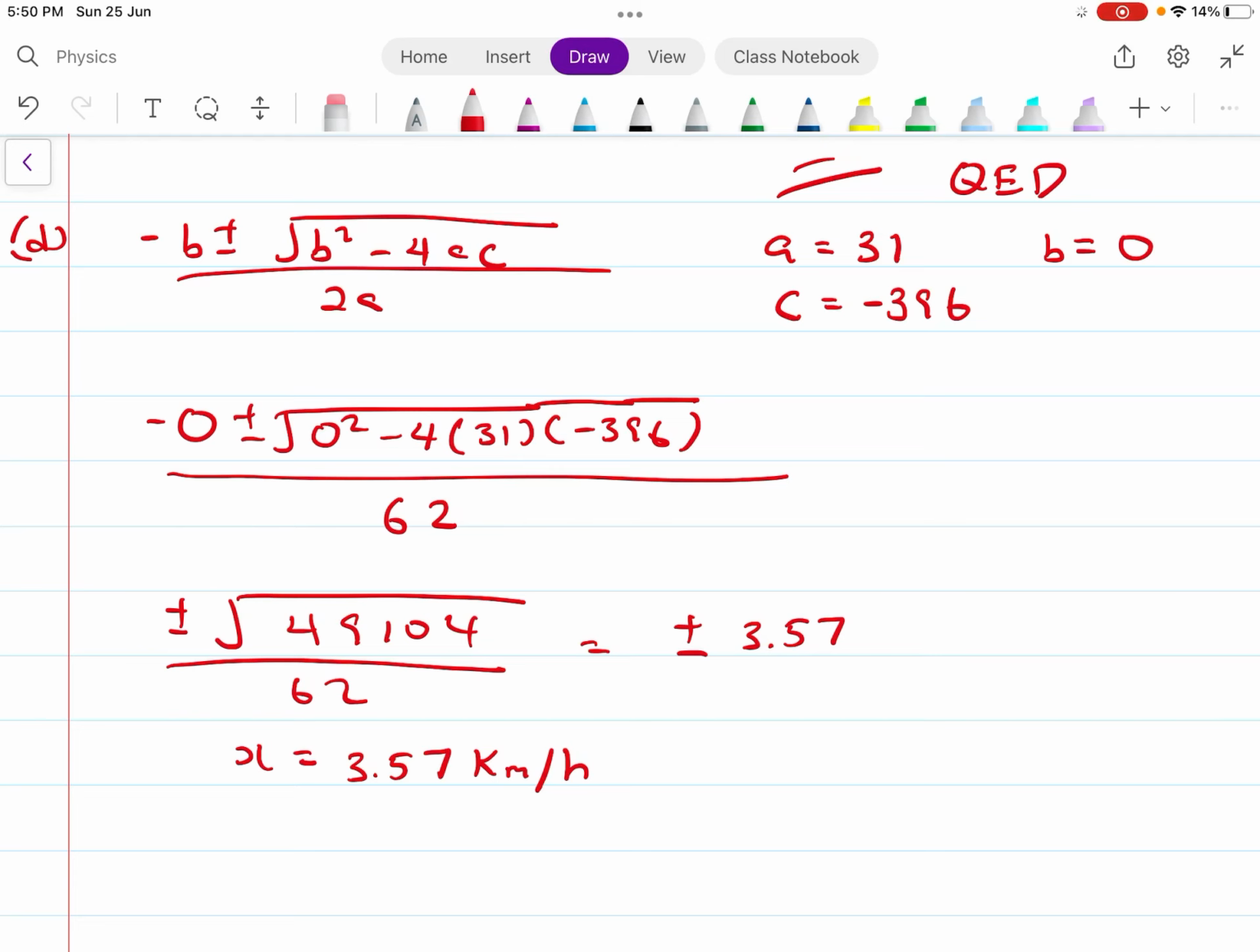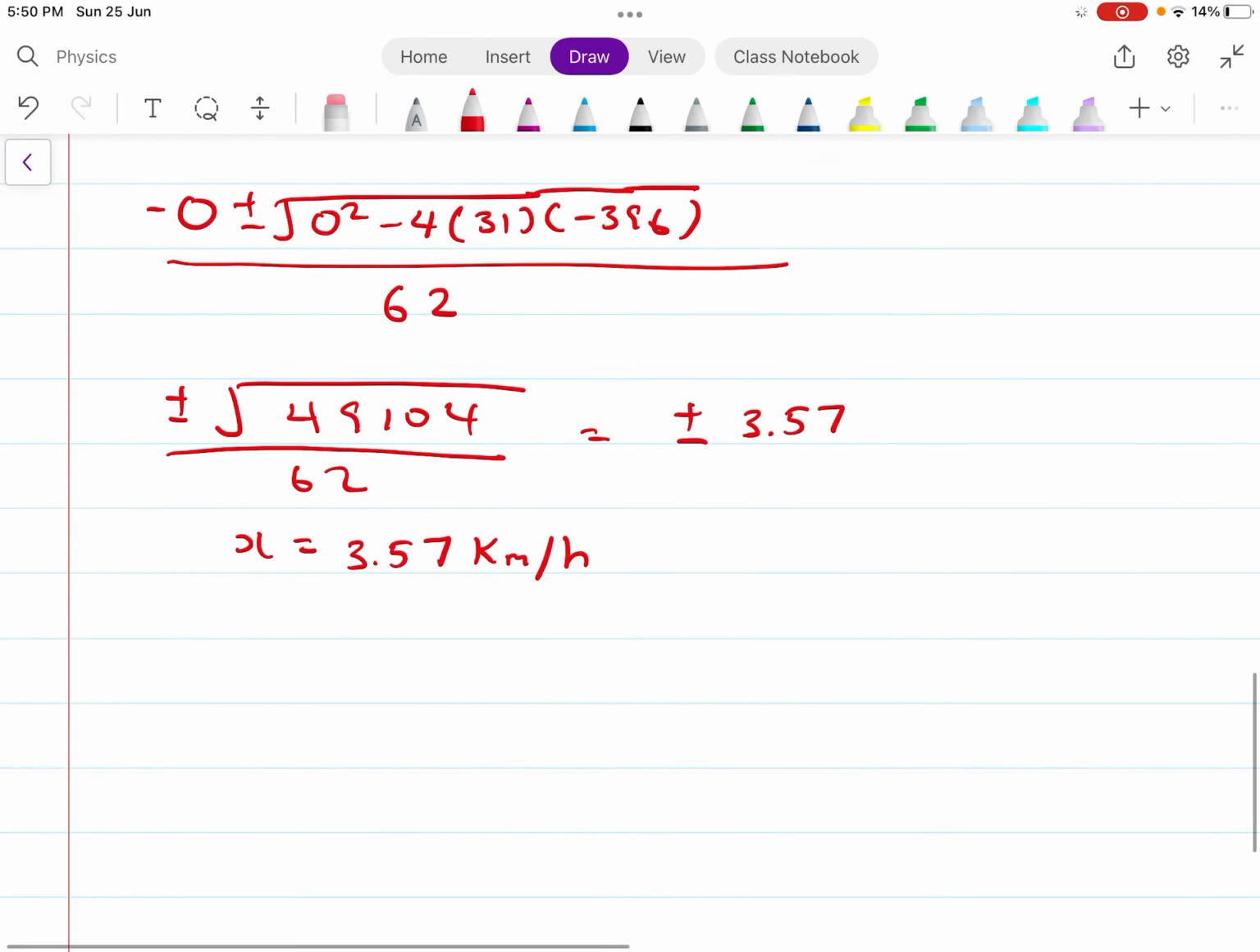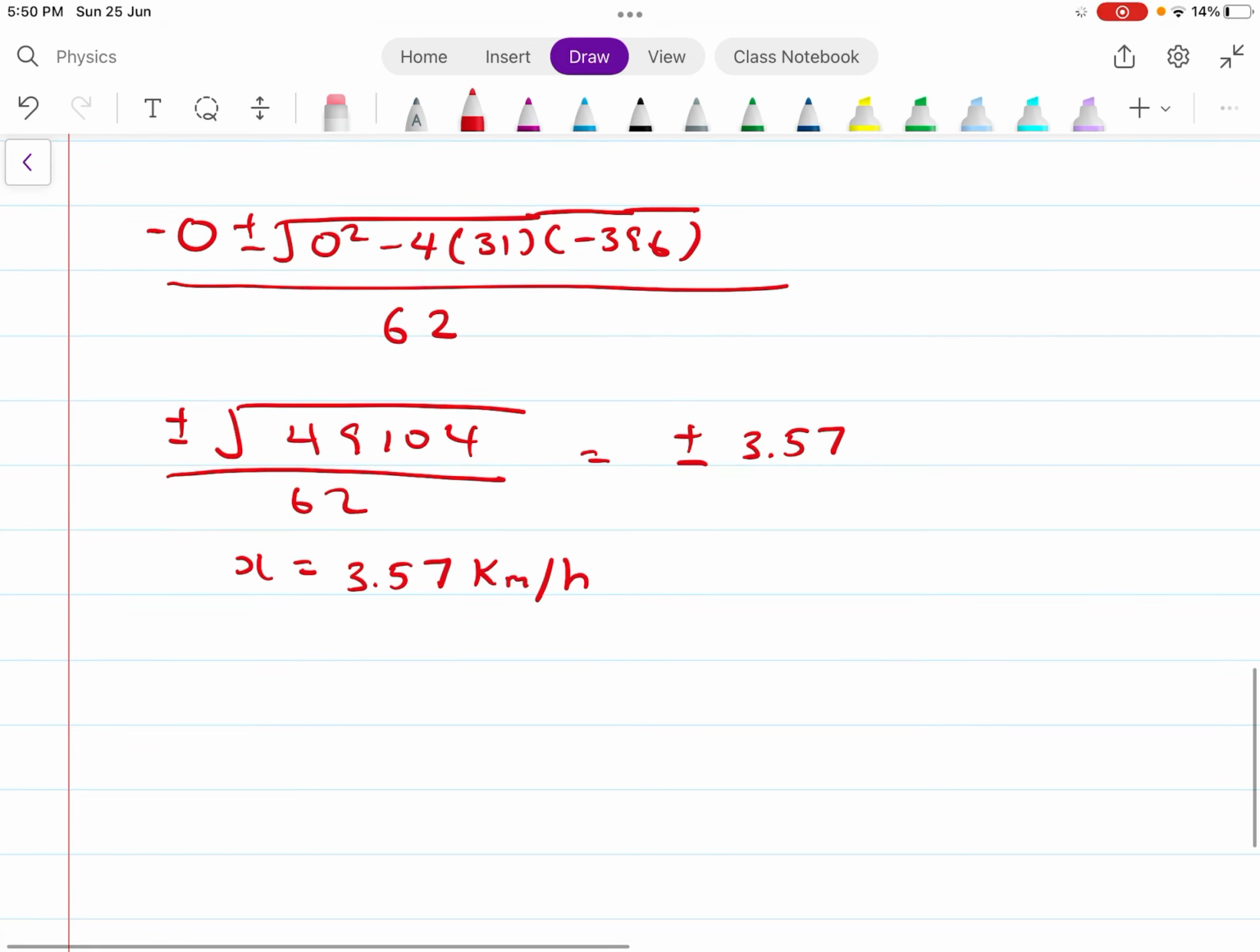Okay, the last part: hence write down the speed of the current. So this is the speed of the current. For part E, it is 3.57 kilometer per hour. So that is how we solve this question.